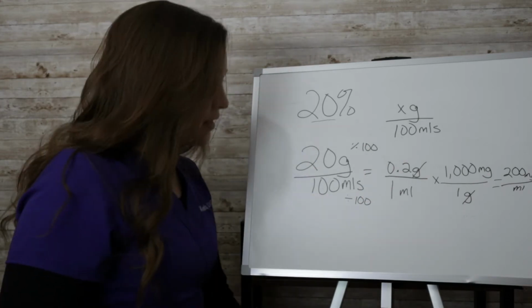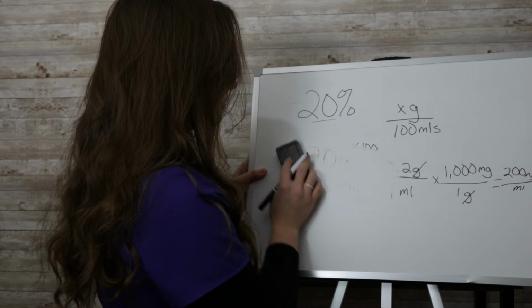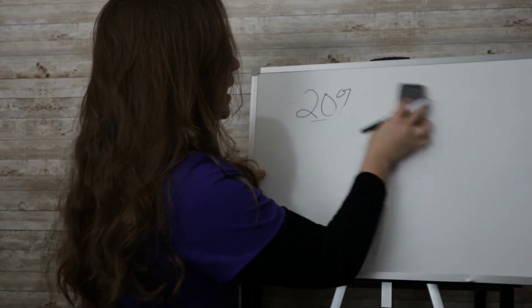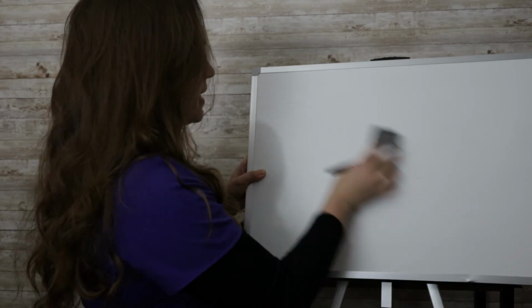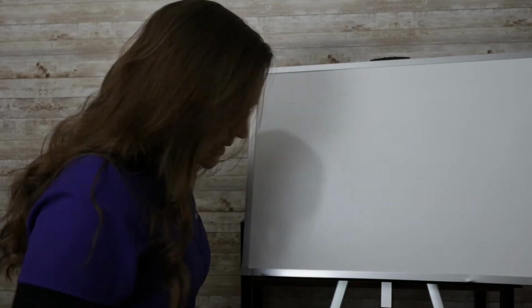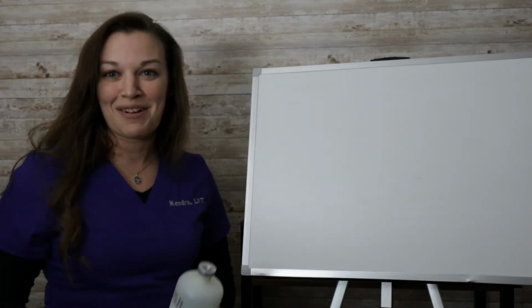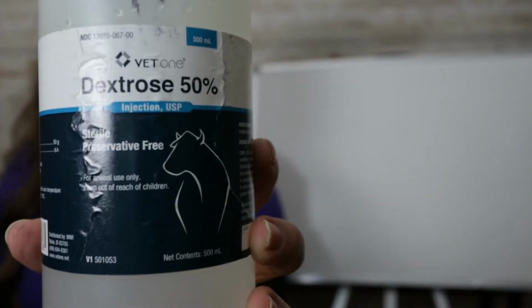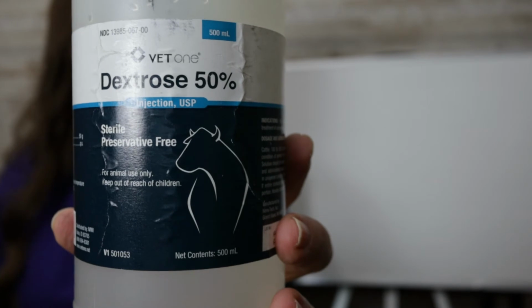So let's get started with our first example here. We'll start out with dextrose, just because in mixed animal practice it's one that we see on the shelf a lot and it's got a scary percent on it. So we'll show you some dextrose. The label says 50%. So this is a 50% solution for our first example.